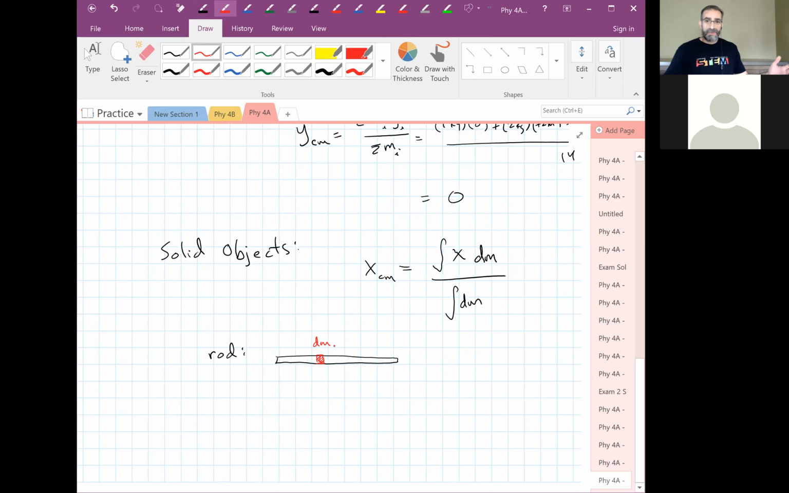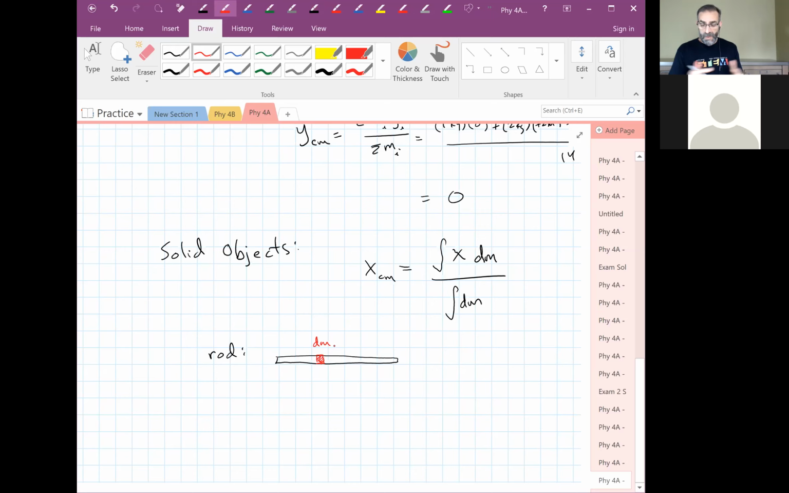I hand you a long rope. I say, how much does whatever 1 foot length in the middle weigh? What are you going to do? You're going to weigh the whole thing. And you're going to measure the length of the whole thing. And you'll find the density of the rope. And you'll multiply by that little length in the center to figure out how much that weighs. That's what we're going to do here.